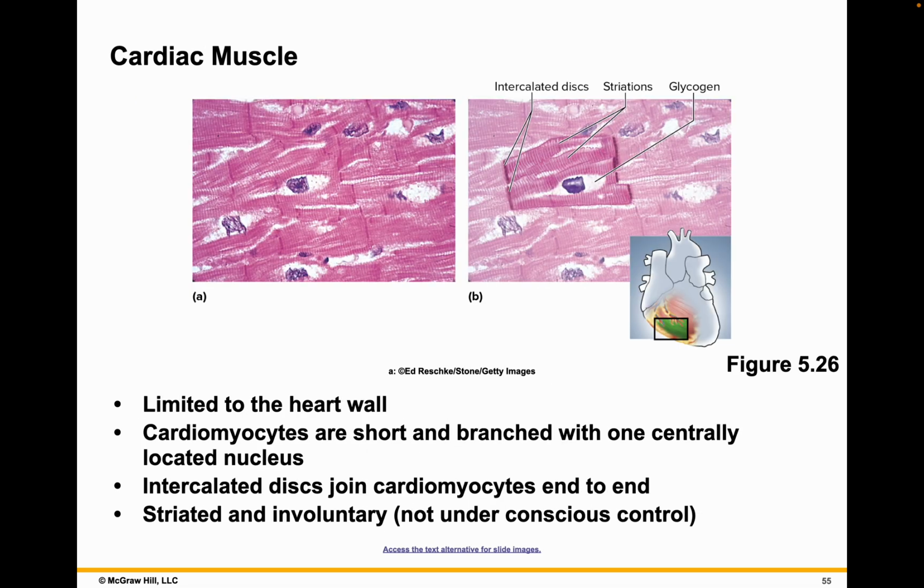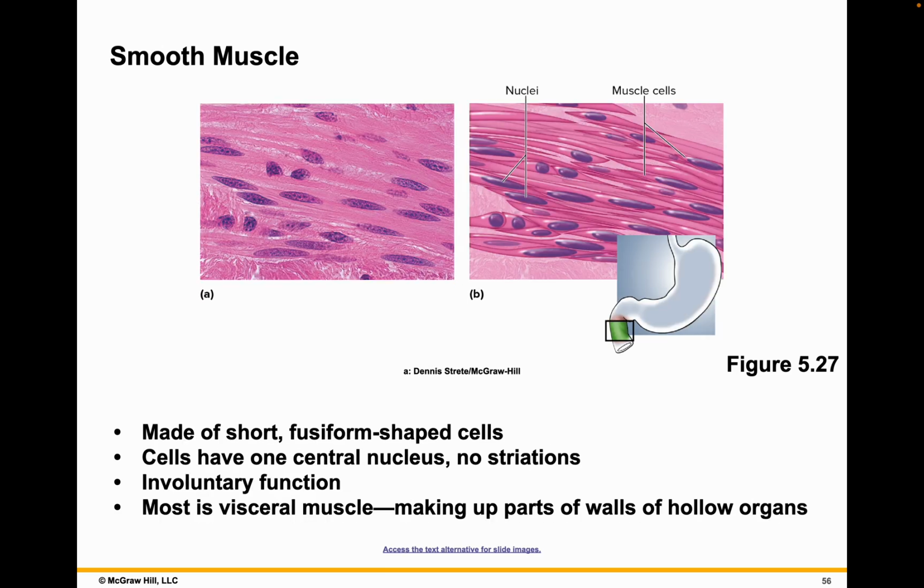Cardiac muscle is only found in the heart wall. The cardiomyocytes are short, branched, with one centrally located nucleus. There are intercalated discs that join the cardiomyocytes end to end. It is striated, much like skeletal muscle. However, it is involuntary. It is not under conscious control. The cardiac muscle has its own system for firing. It can be influenced by the nervous system, but it has its own intrinsic beat mechanism.